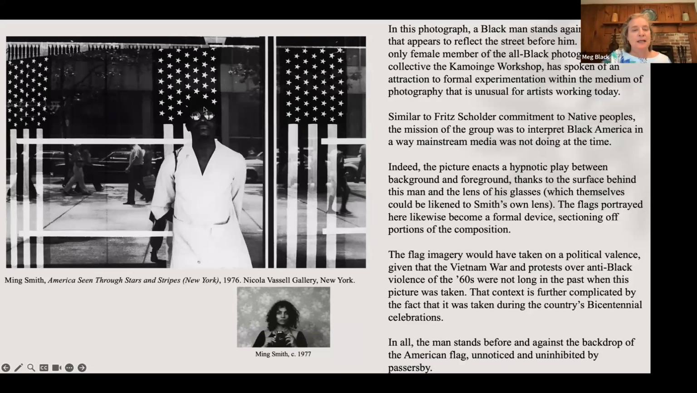And at the end of the day, we're just not quite sure how to read this person who's the only really stationary thing in this whole image, because the cars are moving, the people are moving, the flags appear to be waving, and yet he's just kind of taking it all in.